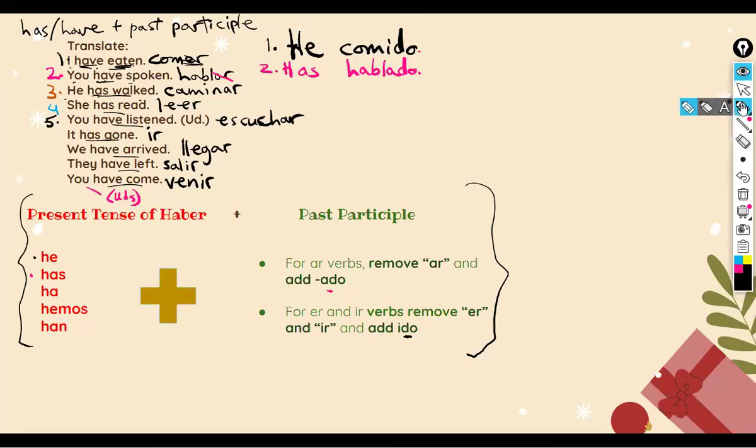All right, so he has walked. This is number 3 now, right? So he has is "ha", H-A, right? And how do we get the past participle? Caminar, we take off the ending and we add ADO, right? So "ha caminado". Is he here? Do we need to pick him up? No, he has walked. Ha caminado.